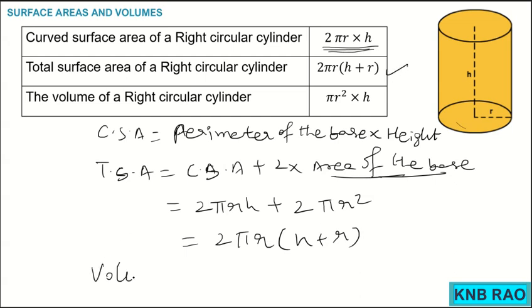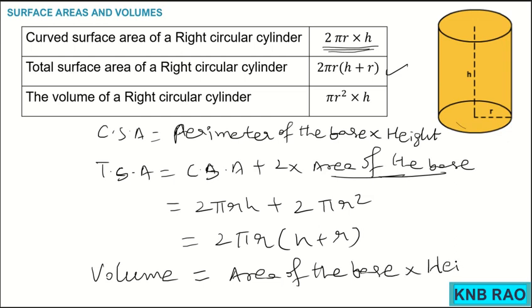And you know, volume is area of the base into height. That's how pi r square into h will come. Okay.